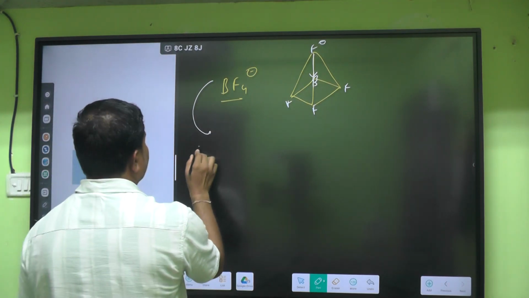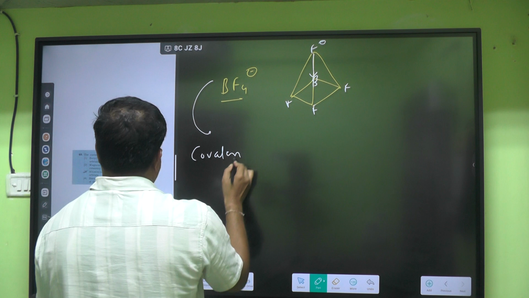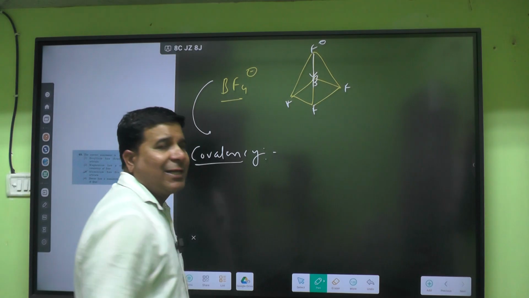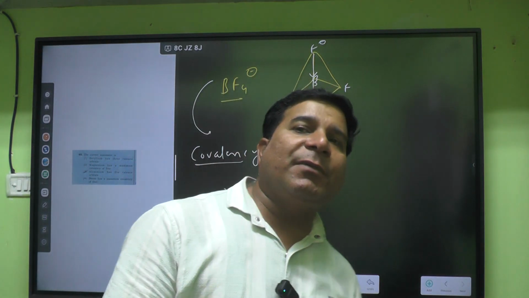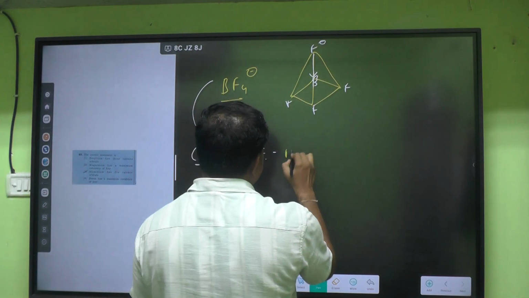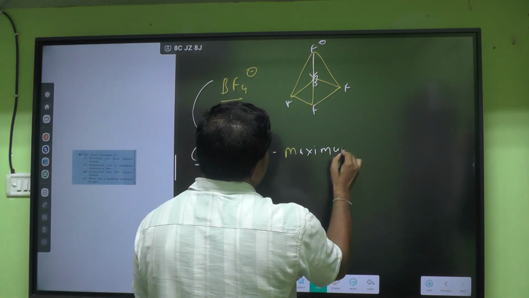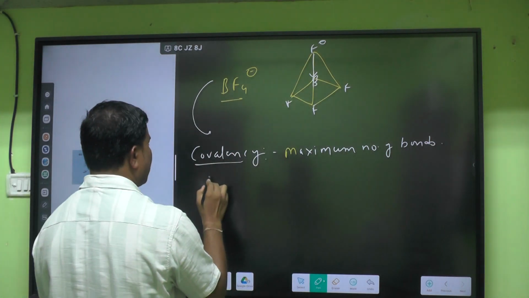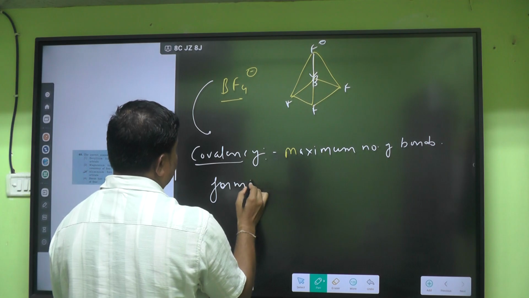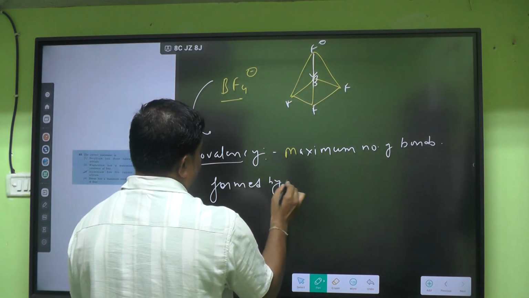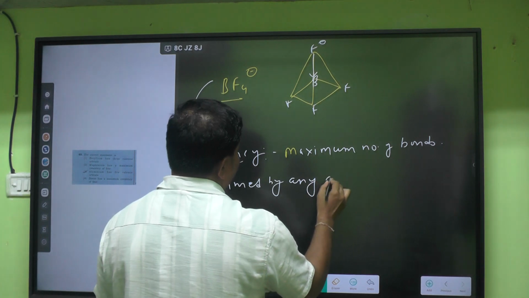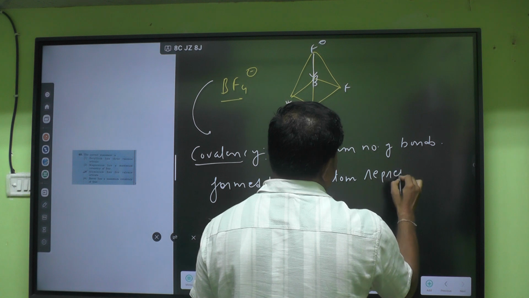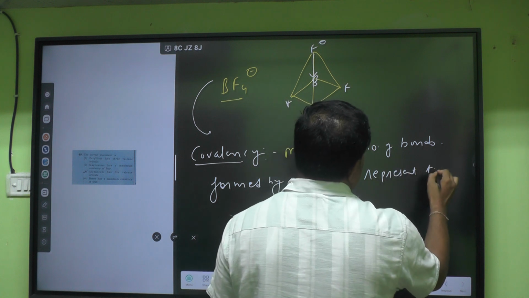What is covalency? The maximum number of bonds formed by an atom represents its covalency. Maximum number of bonds formed by an atom. Any atom, the maximum number of bonds it forms represents its covalency.